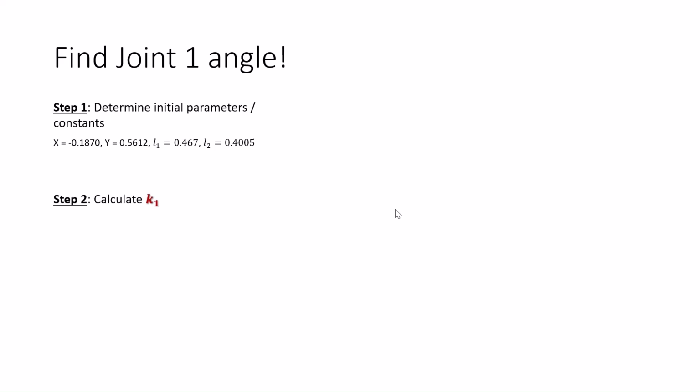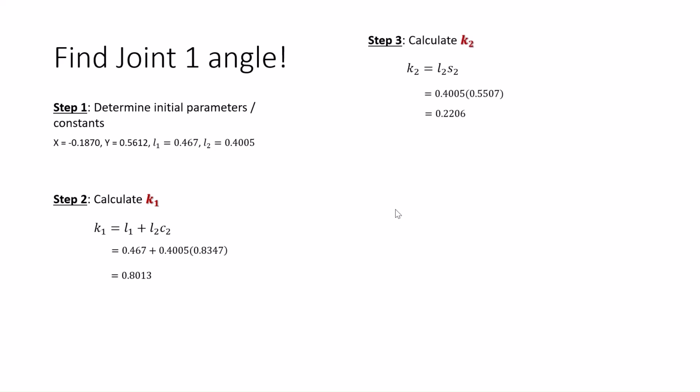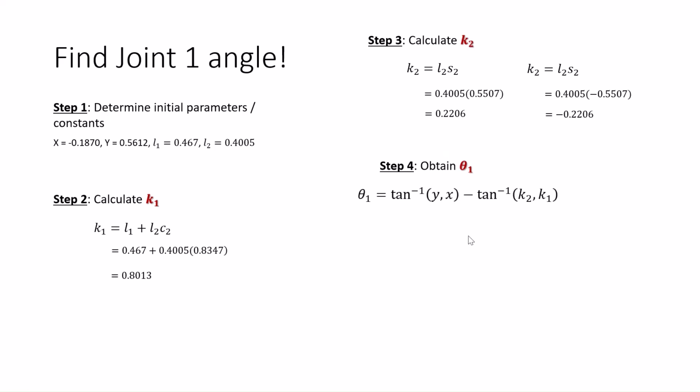Let's go to joint 1 angle now. Firstly, we determine the initial parameters, which we have found before, and we calculate K1, which from the formula will give us 0.8013, and for K2 we'll get 0.2206, but it could also be minus 0.2206 coming from the negative value of S2. And lastly, in step 4, we can obtain theta 1 by calculating the arctangent according to this formula.